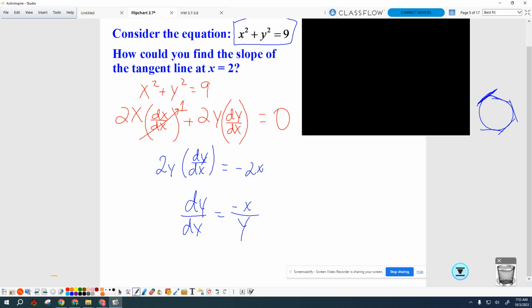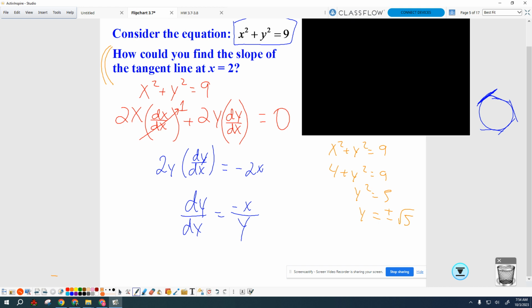Okay, but I want to find the slope of the tangent line at x equals 2. To find the slope at x equals 2, I need the y value. Luke, how am I going to find the y value? Plug 2 into the original equation. Okay, so the original equation. Y squared equals 5. If y squared equals 5, what is y? Positive, negative root 5. Plus or minus root 5. When you put the square root in, you need to remember plus or minus.